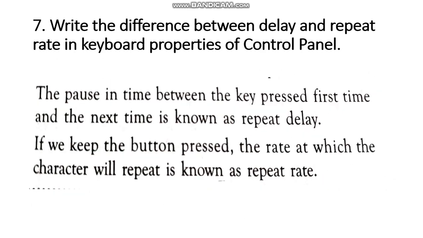Okay. Then seventh question: write the difference between delay and repeat rate in keyboard properties of control panel. Answer: the pause in time between the key pressed the first time and the next time is known as repeat delay. If we keep the button pressed, the rate at which the character will repeat is known as repeat rate.